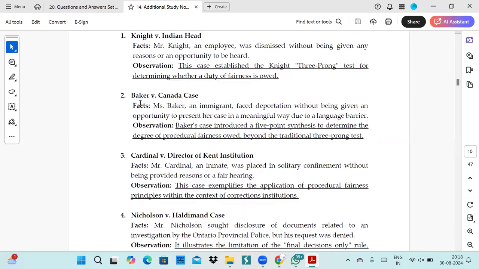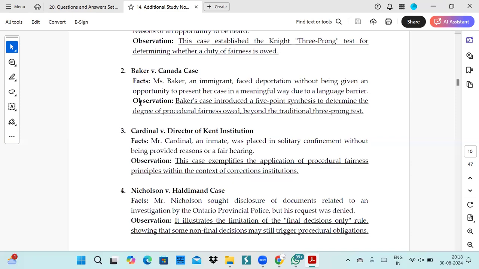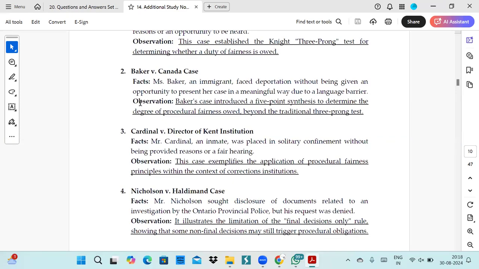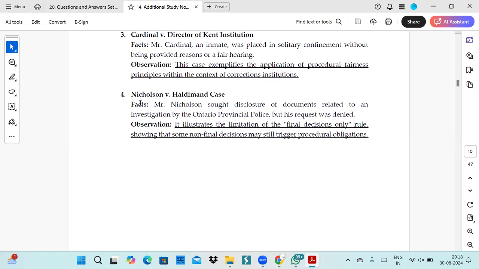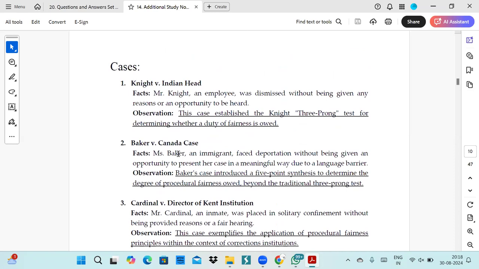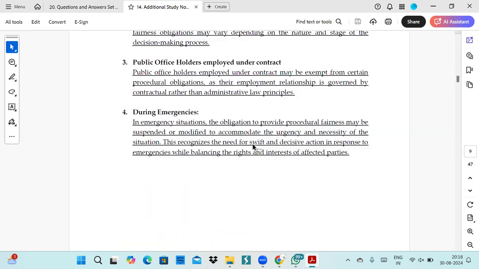So my question is, the way you have pointed out the legislative decision, emergency, or public officer under contract, is it also possible to list the related cases against each one? So I have this as a rookie: if legislative decision is applicable, then this is the case that I need to mention. Is that okay, for example? Yeah, you can actually write cases right there.